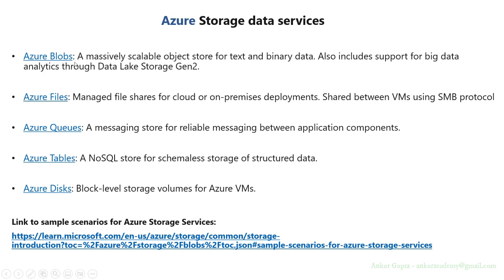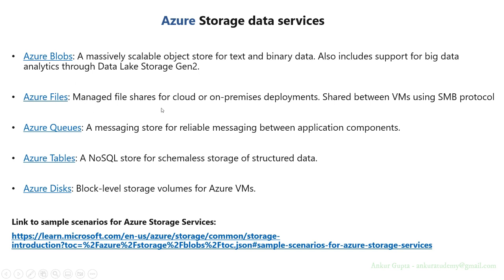So we have Azure Blobs. If you have worked on AWS, for example, it's equivalent to your Simple Storage Service, or S3, in AWS. Azure Blob is a massively scalable object store, so you can have thousands and millions of items. When I say items, these are text or binary data objects that you can store under blob folders. And Azure Blobs also support big data analytics through Data Lake Storage Gen 2.